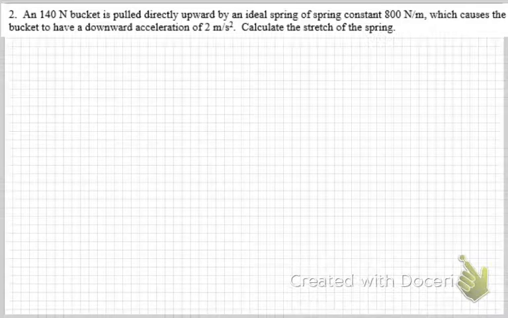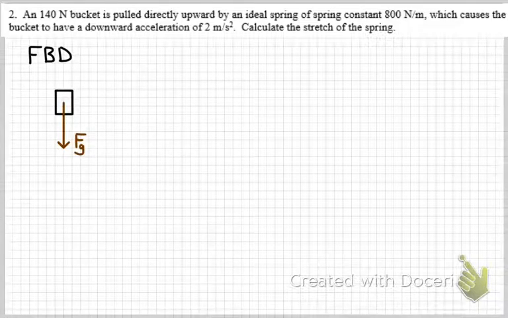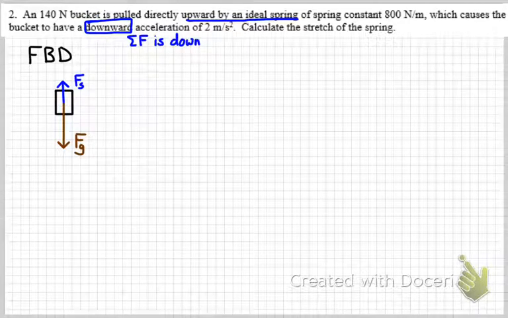First thing off the bat, it's really important to notice the directions. When I draw my free body diagram, I'm going to start out by drawing gravity going down. Bucket's obviously got weight. And then I'm going to draw a spring force pulling it upwards because we're told it's pulled upward by a spring. Now I'm going to draw the spring force smaller than the gravitational force because this thing has a downward acceleration. That means that the net force is down. So even though the spring is pulling upwards, gravity is pulling down with more force. So as a result, this thing is going to accelerate downward.